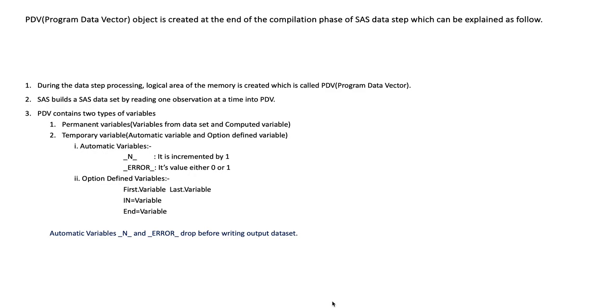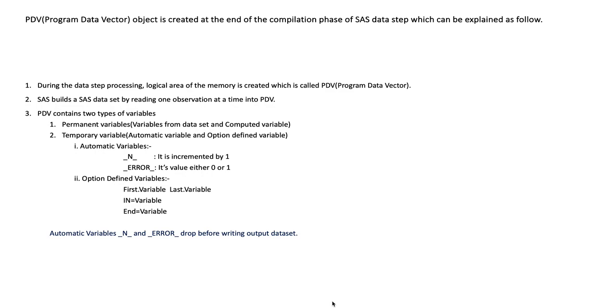First, automatic variables, which include underscore N underscore. It is incremented by 1. That means underscore N underscore represents the observation number. And another one is underscore ERROR underscore. Its value is either 0 or 1. 0 means there is no error, 1 means there may be one or more errors.